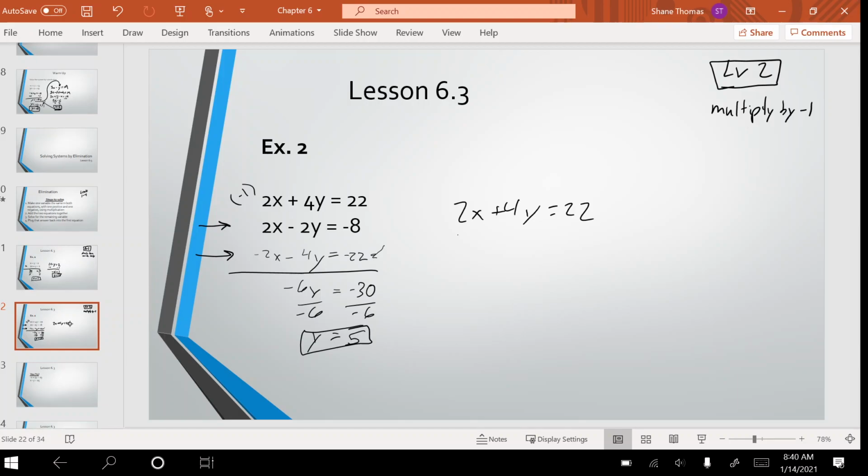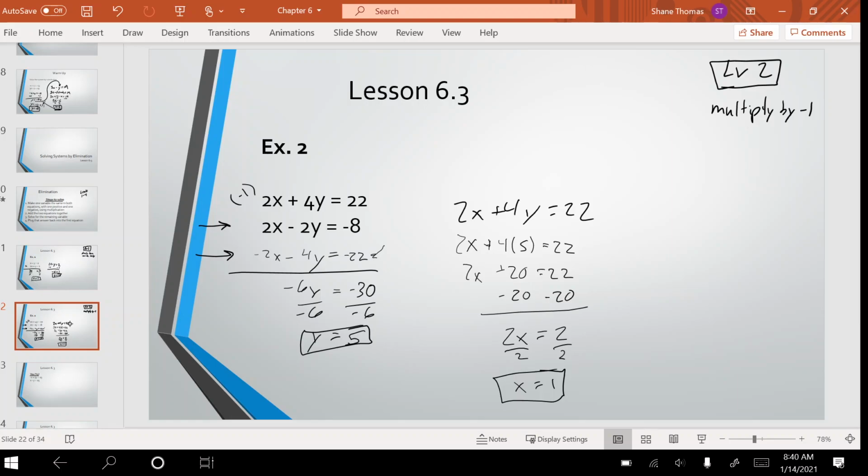So y is 5. So 2x plus 4 times 5 is 22. 4 times 5 is going to be 20, equals 22. Subtract the 20 across. 2x equals 2. Divide by 2, x equals 1. There we go. Y is 5, x is 1. All right, the first one we didn't have to multiply by anything. The second one we had to multiply by a negative 1. The thing we're looking for is two variables the same, one positive, one negative.